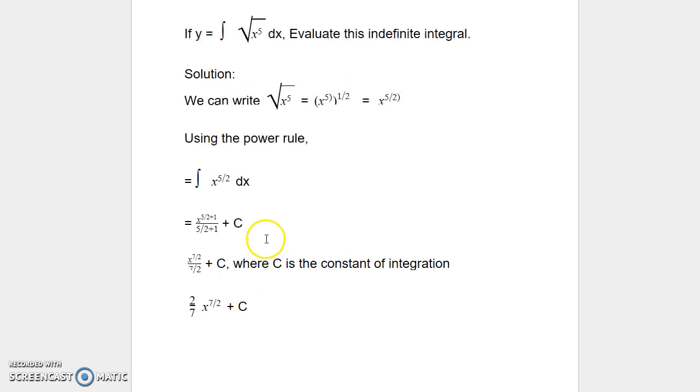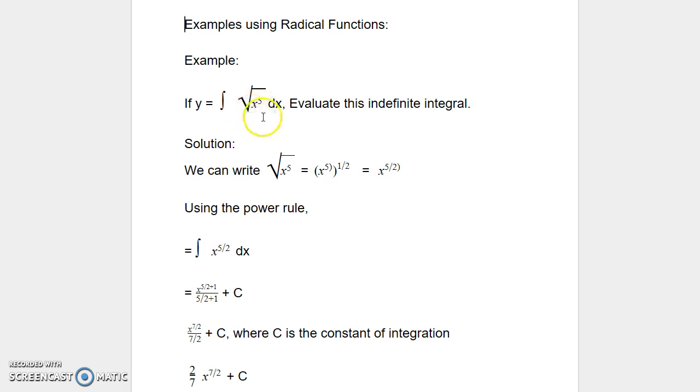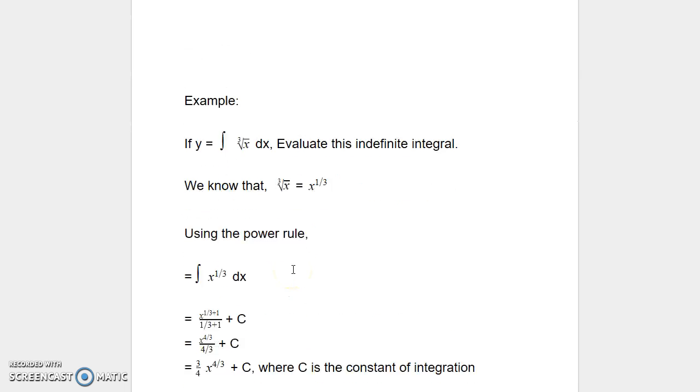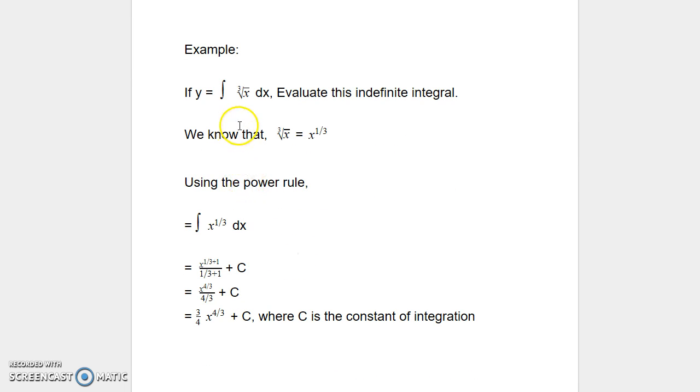So this is how we can convert the radical terms to exponential terms, use the power rule, and simplify problems using the power rule. Let's look at another example. Let's say we want to evaluate this indefinite integral, the cube root of x dx this time. Now again, we want to be able to convert the radical terms into exponential terms and then be able to integrate that process using the power rule.